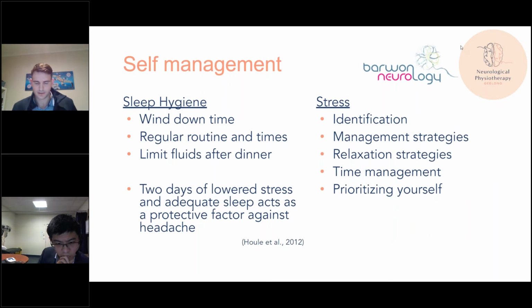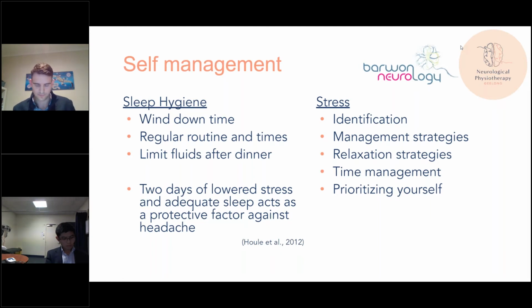Sleep is something that has a lot of evidence. An improvement in sleep hygiene can make a big difference to your migraine risk or the ability to trigger a migraine. Wind down time refers to trying to limit screen time and reading and exercise in the hour before bed, or even 2 hours. Trying to establish a regular routine where you both go to sleep and wake up at the same time each day can help, as well as avoiding things that are going to trigger a full bladder for you. So avoiding caffeine, alcohol, and even avoiding fluids after dinner.